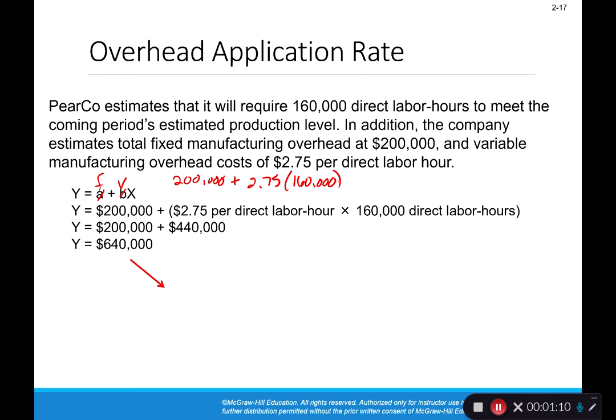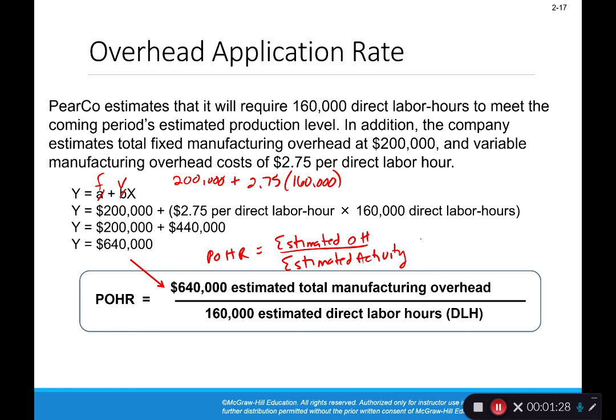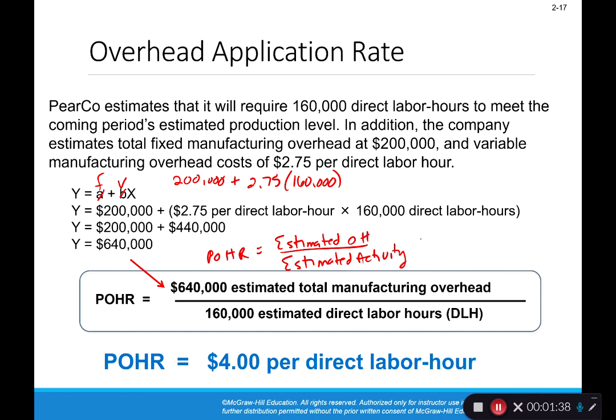The next step is going to be to put that into our formula for the predetermined overhead rate, which is our POHR equals our estimated overhead over our estimated activity. So our total estimated overhead is going to be 640,000, and then our estimated activity is the 160,000 direct labor hours. So when we do out our math, that's going to give us a predetermined overhead rate equal to $4 per direct labor hour.